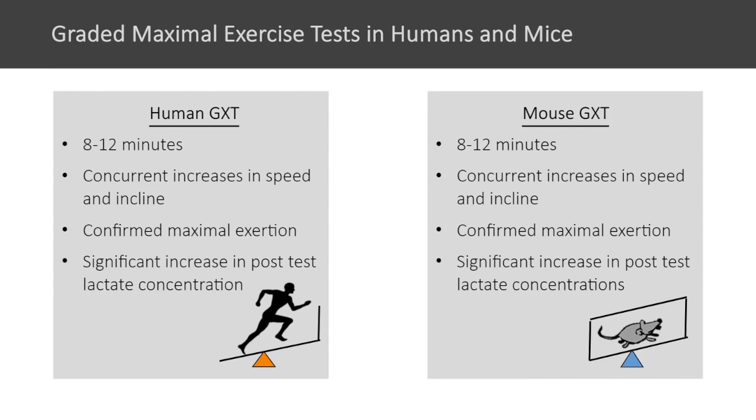And so when we look at the tests that we have developed in mice for performing graded maximal exercise testing compared to humans, you'll find that they're very much a copy of one another. Both tests last for 8 to 12 minutes if we're talking about a Bruce protocol test compared to a mouse Bruce protocol. Both tests involve concurrent increases in speed and inclination. Both have a confirmed maximal exertion, and both have a significant increase in post-test lactate concentrations, which is an important indicator of switching from aerobic to anaerobic metabolism and really performing maximal workload.